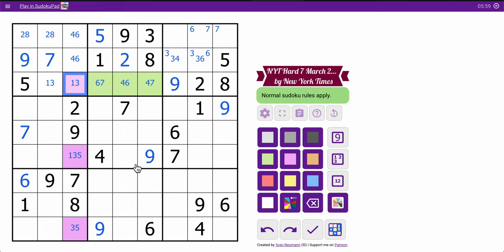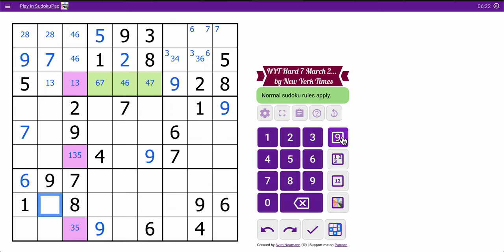Oh, this is interesting. I've got the same pattern in box 7 that I did sort of in box 2 earlier. I wonder if I can do anything with it. 4 and 6 both look here, and this, but 6 is already placed. So 4 has to go there, doesn't it? That's the only spot for it.